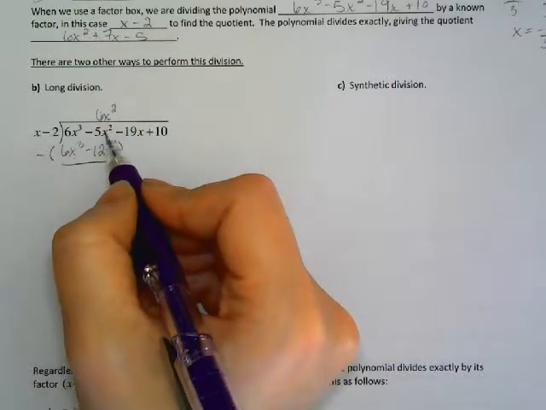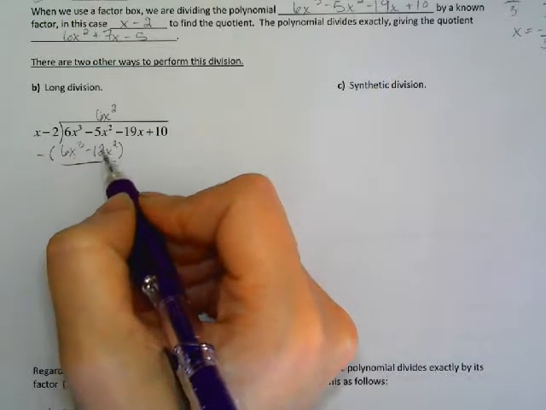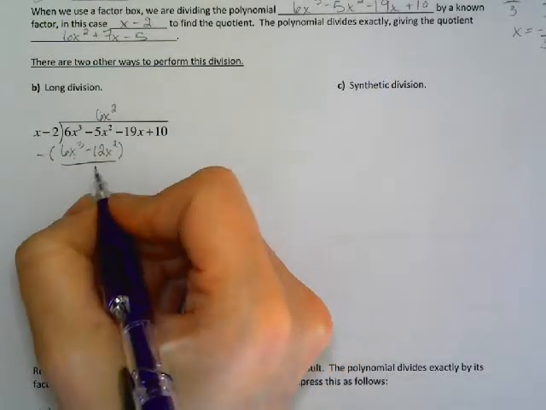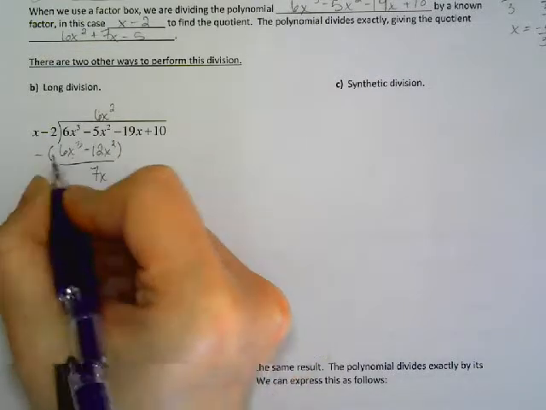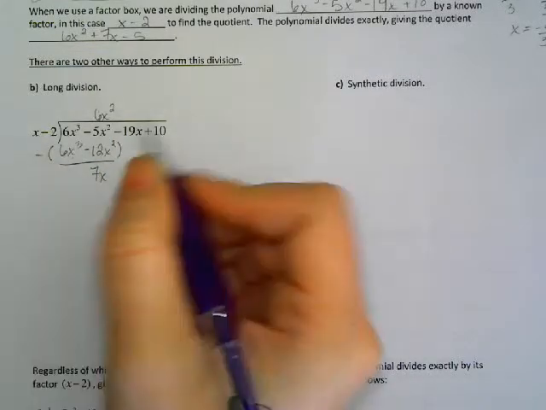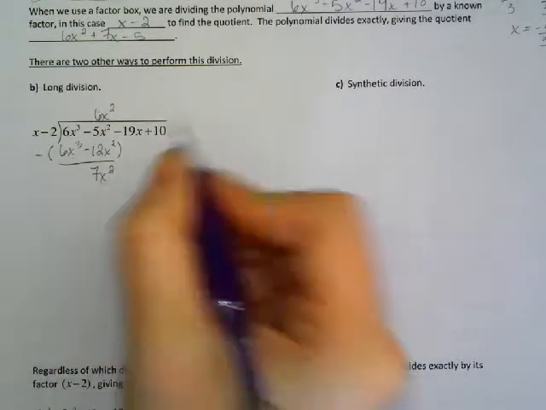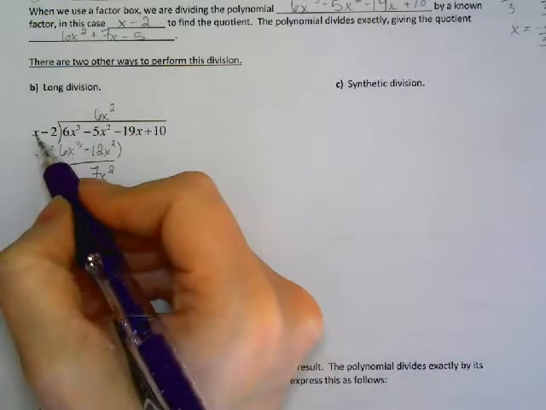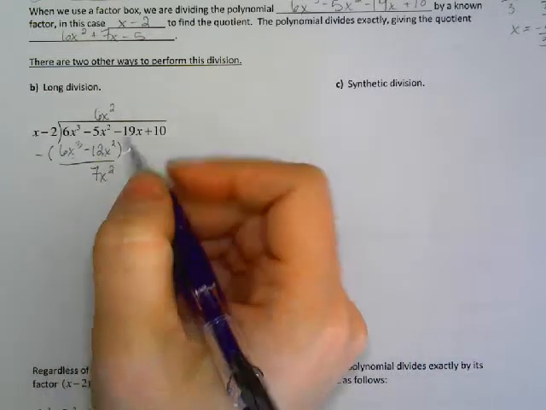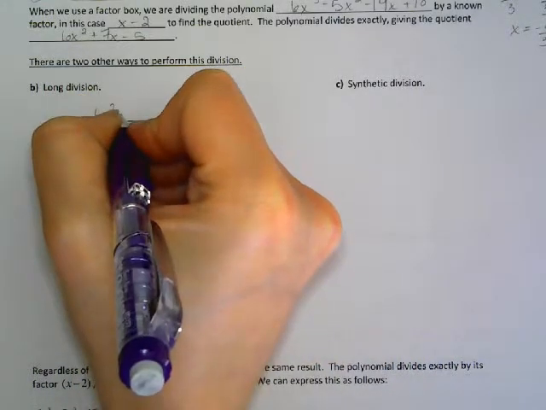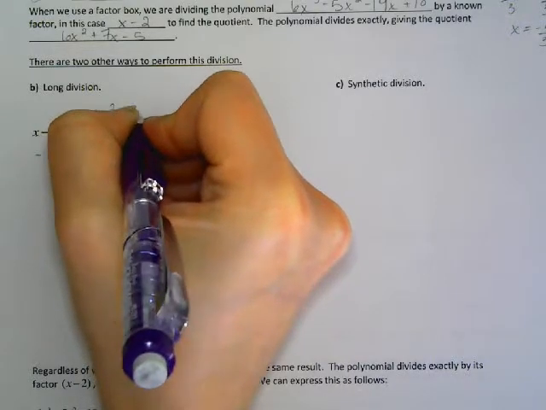This is where you have to be careful. Negative 5x squared minus a negative 12x squared gives us what? 7x squared. Because a minus a negative is going to make it plus. So that's 7x squared. How many times does x go into 7x squared? 7x. So this is going to be plus 7x.